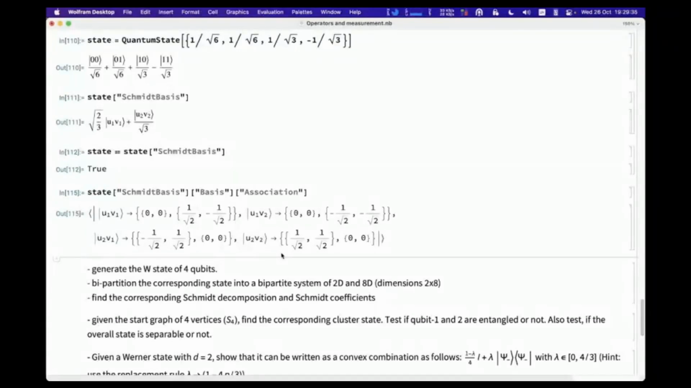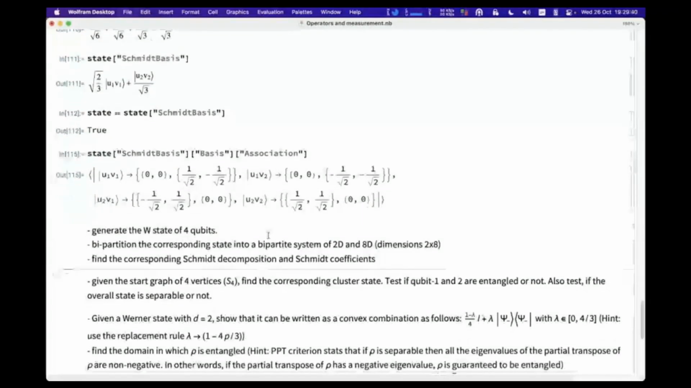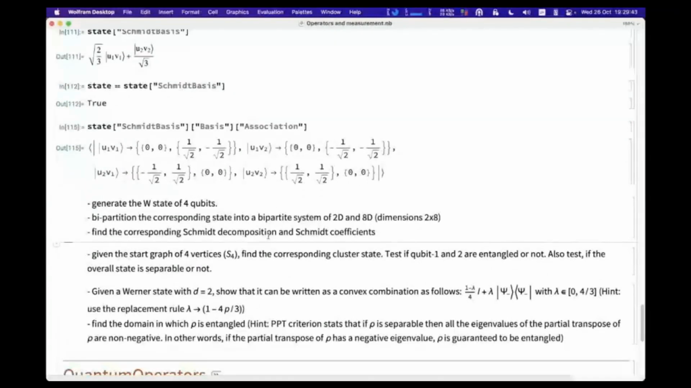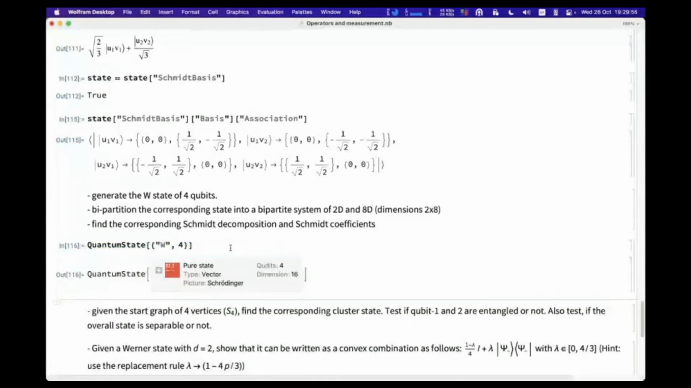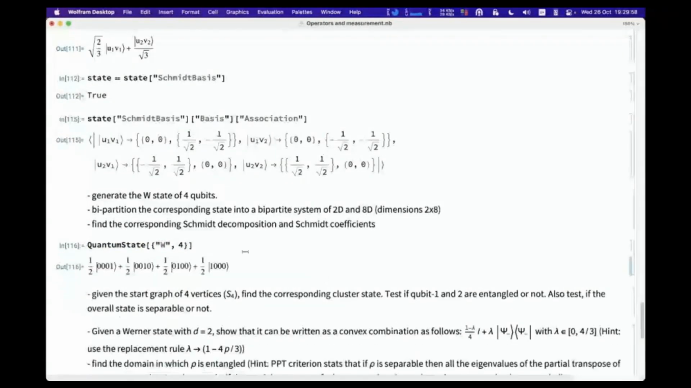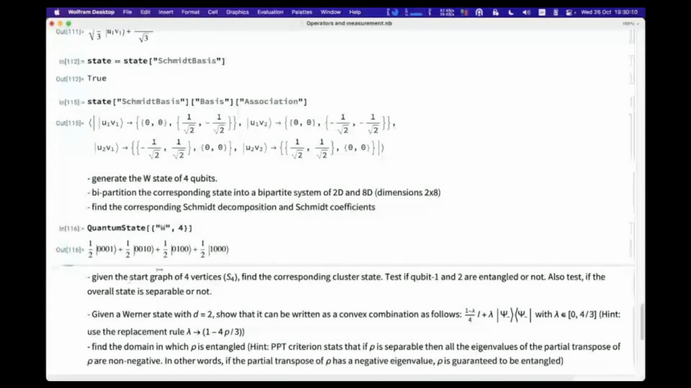And the last example for today, and then we will move on to the next topic. Bipartition is also a very interesting feature. I know you briefly commented on that yesterday, but let's show them one more time. Let's have a W state of 4 qubits. So the dimension is 2 to the 4, 16. It's a uniform superposition where you count all the permutations of one, and the rest are zero.